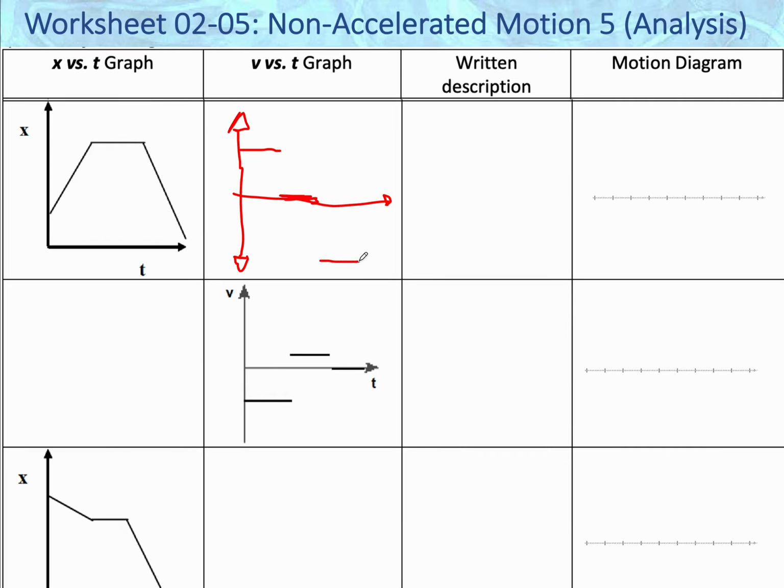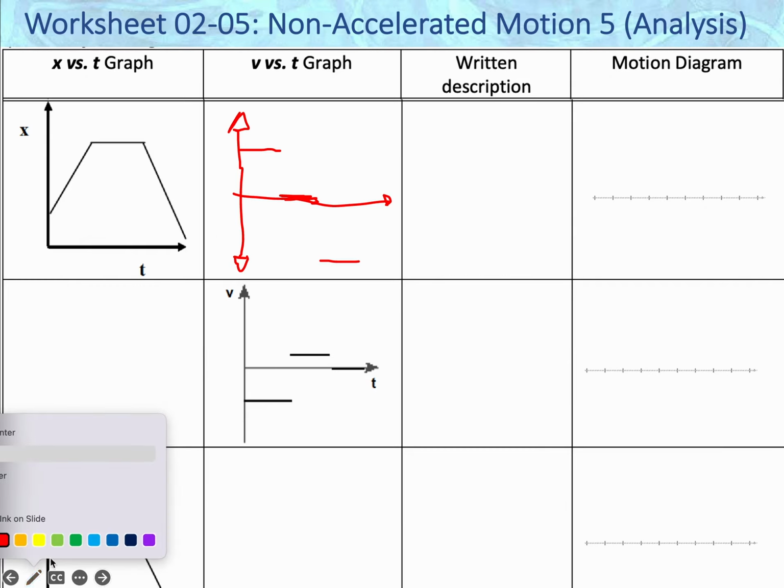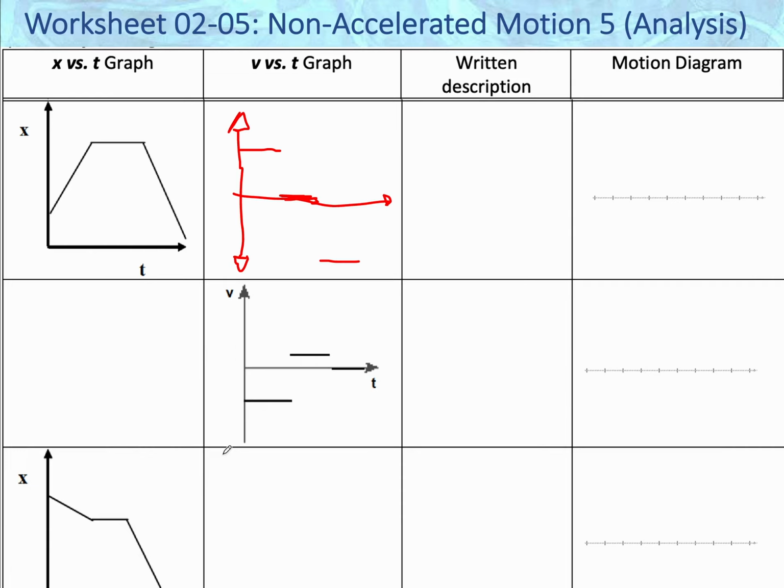Written description, I'm going to say it verbally because it's just too hard to write on this one. The object moves away from the origin in the positive direction at a constant rate, then stops for a while, then moves back towards the origin at a more rapid rate. What would my motion map look like?